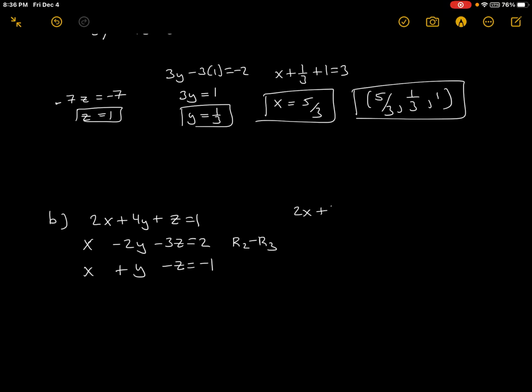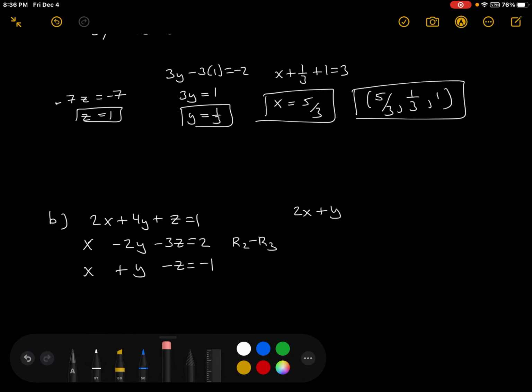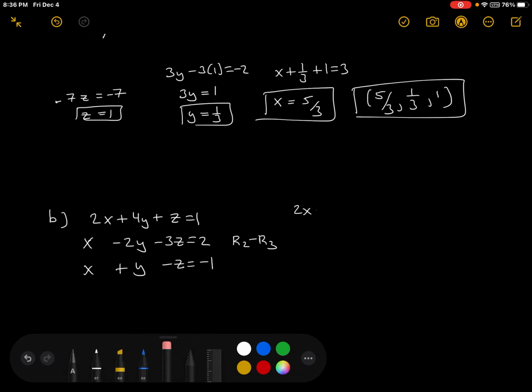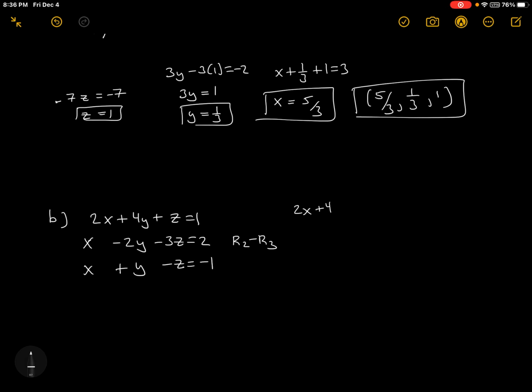Again, why are you doing row 2 minus row 3? Could I do it the other way around? Absolutely. There are multiple ways of arriving at the same solution, as long as your final answer is in row echelon form. So you could do row 3 minus row 2 if you wanted, but I'm just doing row 2 minus row 3. I'm going to replace that new result in row 3.